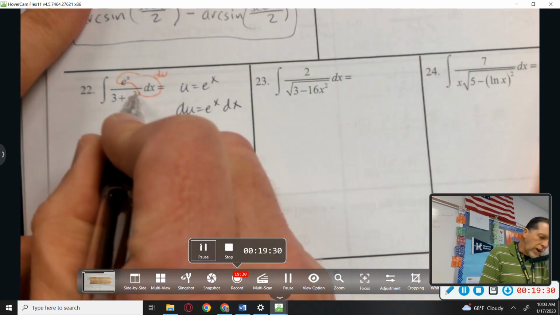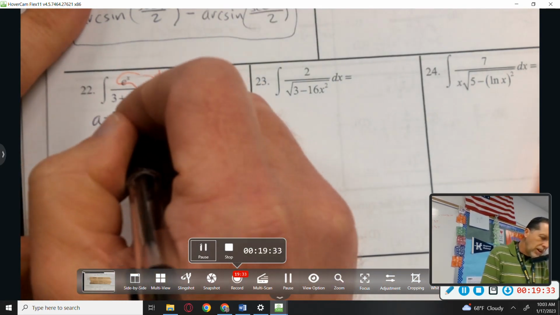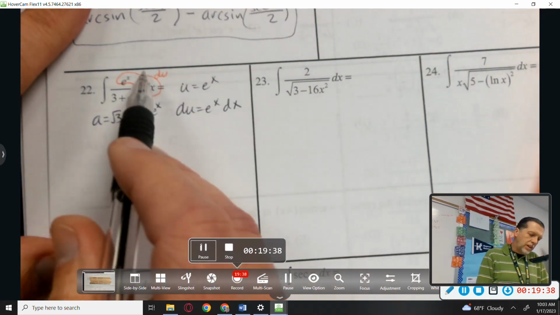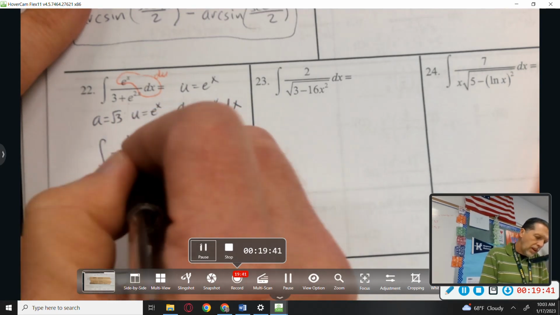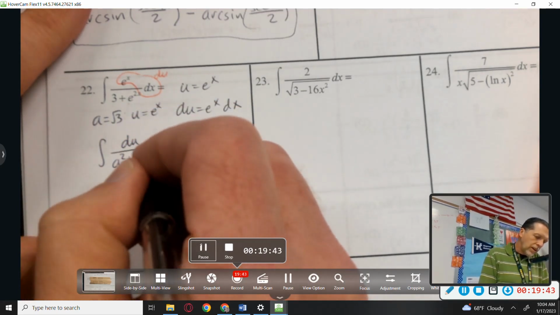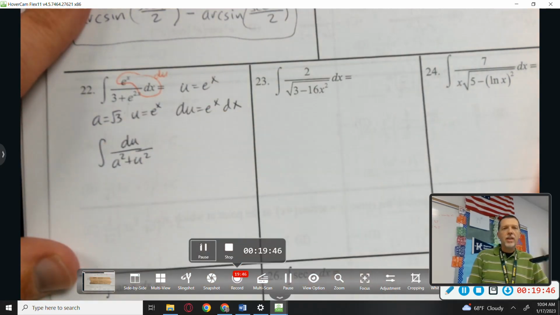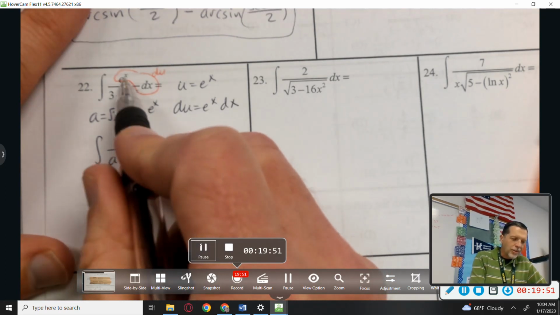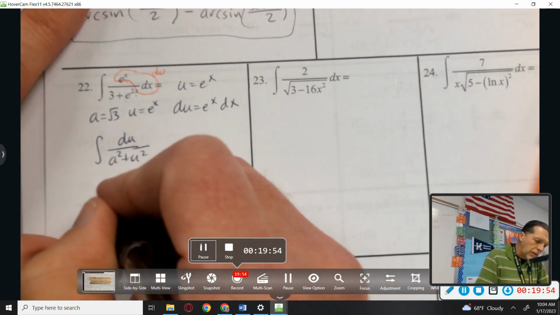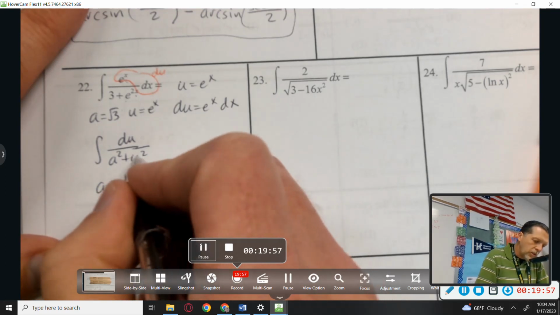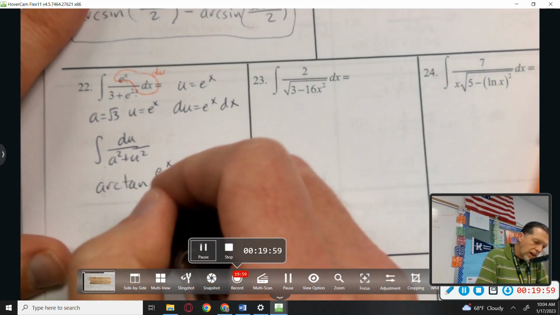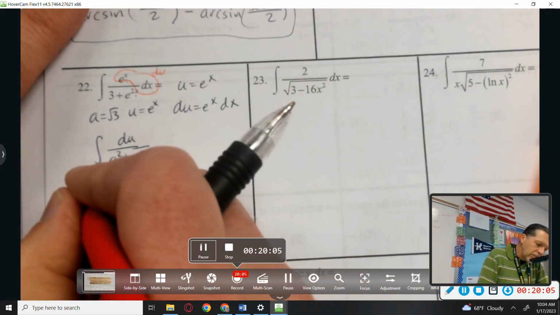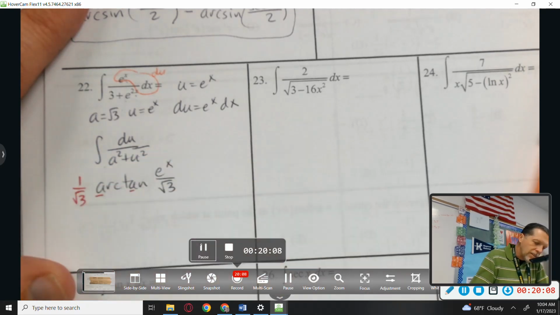This will be u squared, and if I let a be square root of 3, well, I just wrote e to the x for u. This will be du over a squared plus u squared. That's an arctangent thing. Again, this is one of those where you just have to recognize that that's a squared, and the derivative's in the top, so that's arctangent. Arctangent of u over a, e to the x over square root of 3. And then remember, arctangent has the extra a in there, so you get a 1 over a out front, plus c.